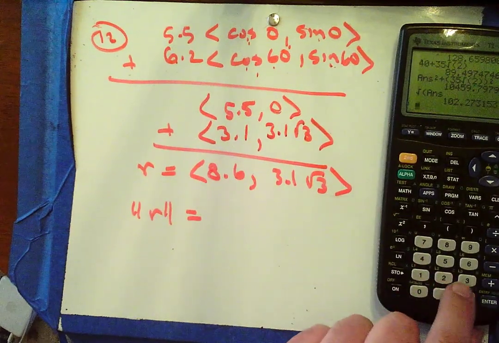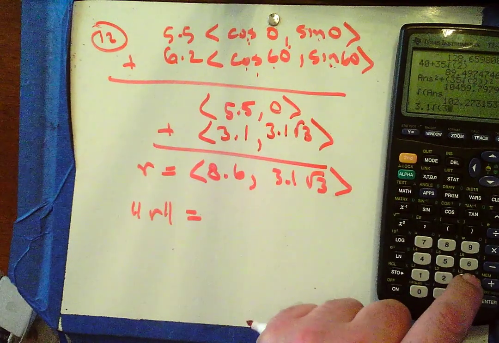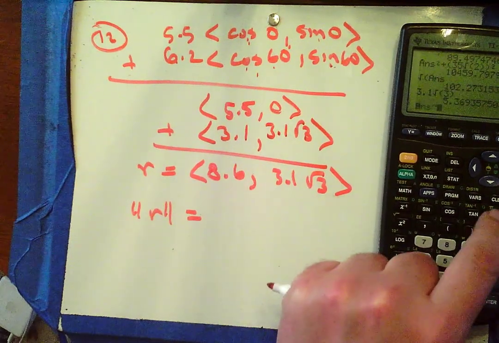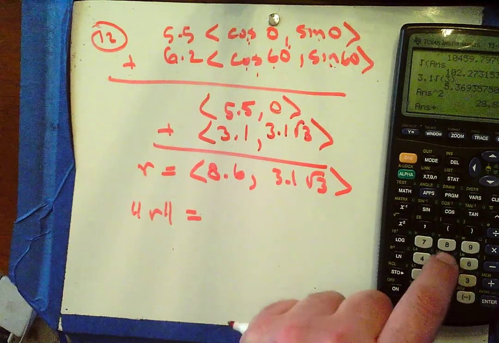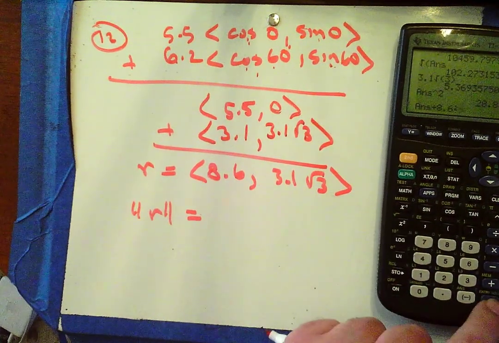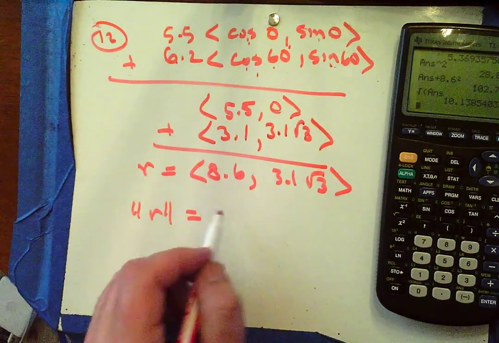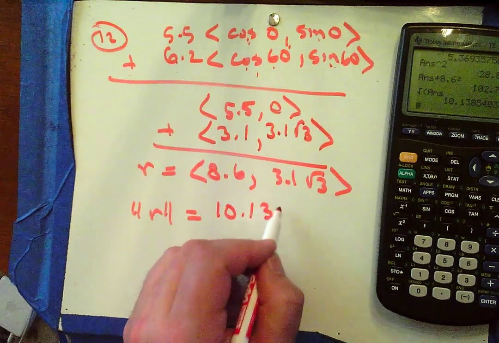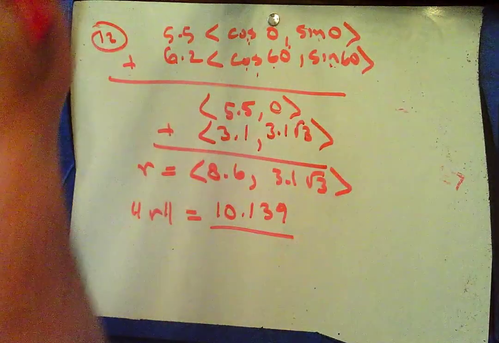I've got 3.1 square root of 3, and I want to square that answer, plus 8.6 squared, and then I want to take the square root of both sides. And I get 10.139 is the magnitude of r. Okay, problem number 13.